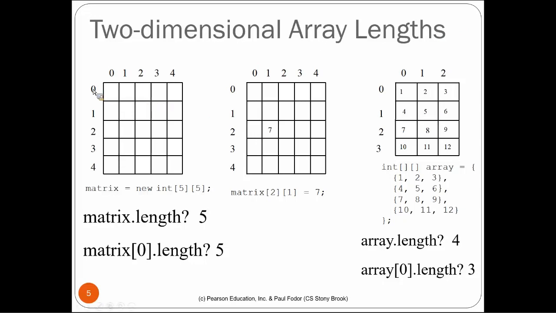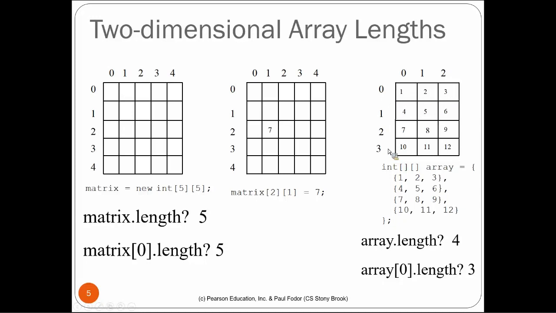We take three examples. The first example has the same number of rows as the number of elements in each one of the rows. So if, for instance, we create such a matrix of 5 by 5 integers, matrix.length gives us the number of rows, which is 5, and matrix[0].length gives us the number of elements in each row, but in our case, specifically in row 0. If we want to access an element in that matrix, we can use two indices. matrix[2] gives us the third row, and [1] gives us the second element in that third row. So matrix[2][1] gives us this element, which we can assign a value to.